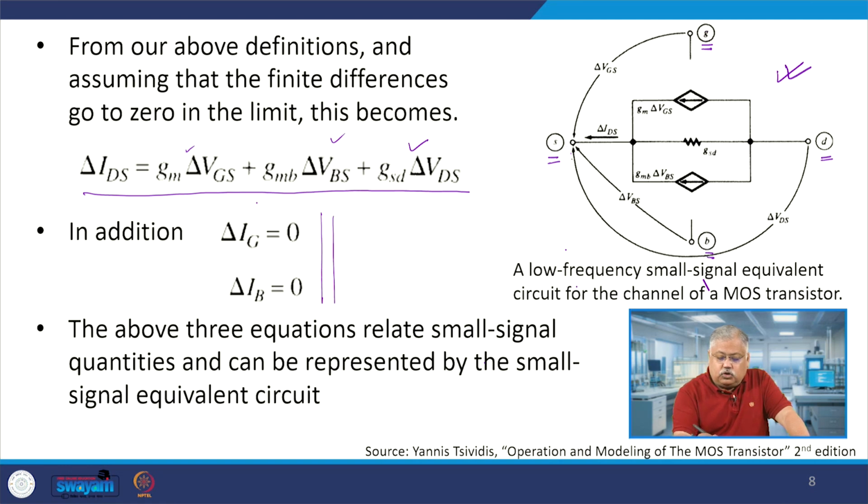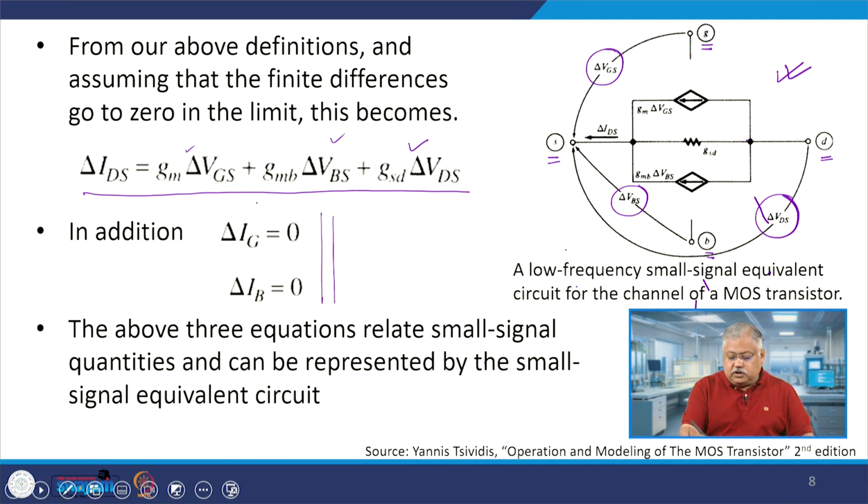So between gate and source, this is the small signal equivalent, low frequency. What I am doing is removing the DC component away from this. So the DC component is not there, there is no VGS0 or VDS0 or VBS0 component available. These are all variations in the values of del VGS, del VBS, and del VDS. Now del VGS tells me the variation of gate to source voltage, del VBS is a variation of bulk to source, and del VDS is drain to source.